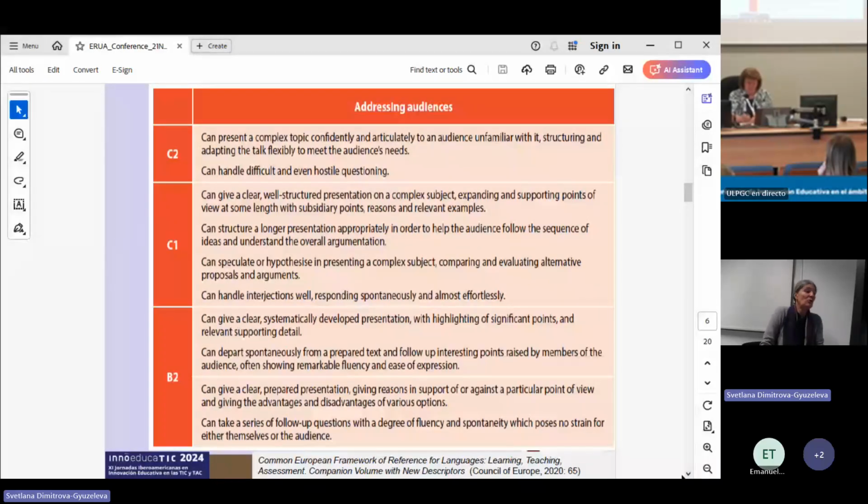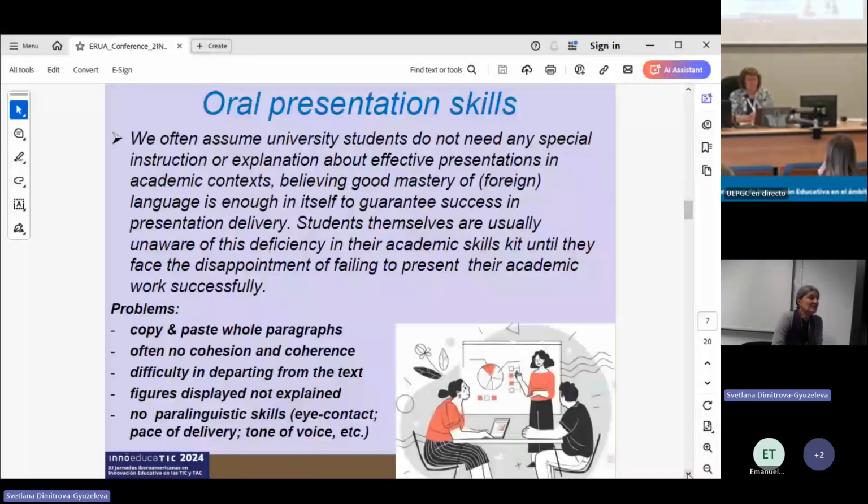but I will try to focus on the problem which I tried to deal with in my case study. As university lecturers, we often assume that our students come to academia prepared to deliver oral presentations, and they don't really need any special instruction in what an effective presentation involves. We believe that good mastery of language, sometimes the foreign language, is enough in itself to guarantee their success. But this is not the case, as our experience shows.